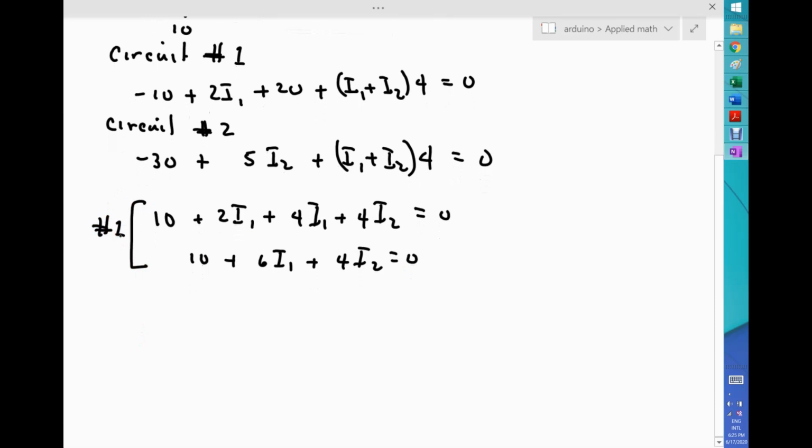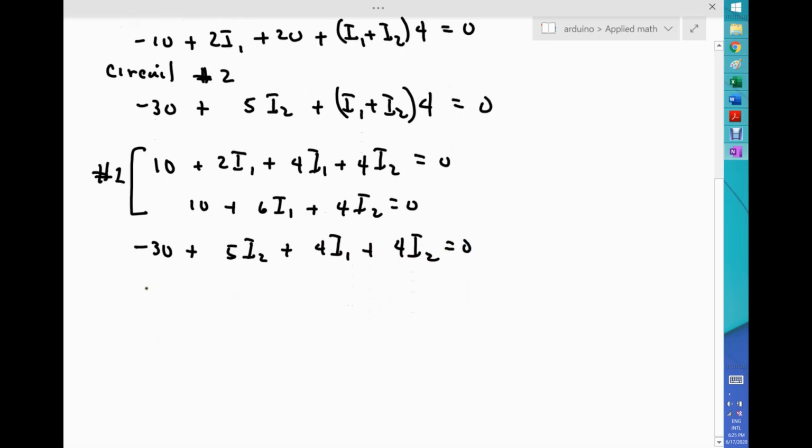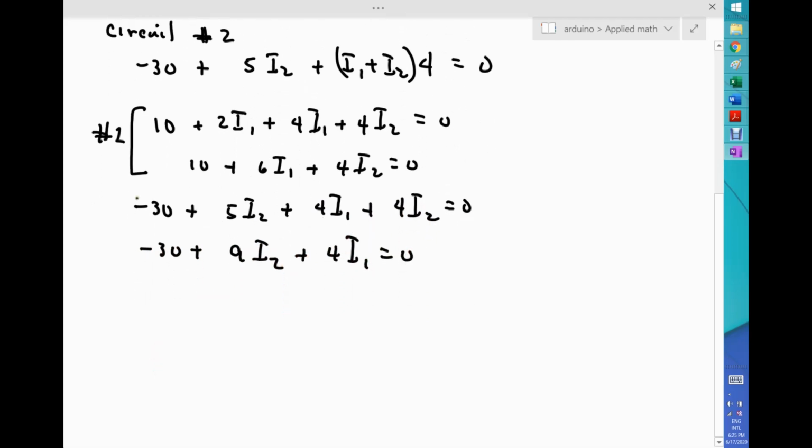Now for equation number 2, let's work out the numbers. So that would be minus 30, still there's nothing else, plus 5I2 plus 4I1 plus 4I2 equals 0. And now let's simplify a little bit. Minus 30, 5 and 4, that's 9 I2, plus 4I1 equals 0. So that's the simplification for circuit number 2.